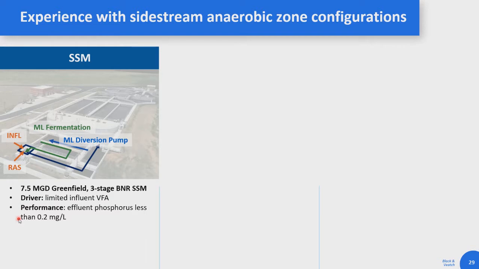And they've been getting down to 0.2 milligram per liter phosphorus. So a facility that maybe a decade ago we would have looked at the wastewater characteristics and said, nope, you can't do BioP there. Now they're doing BioP, getting a 0.2 effluent phosphorus with no chemical addition.